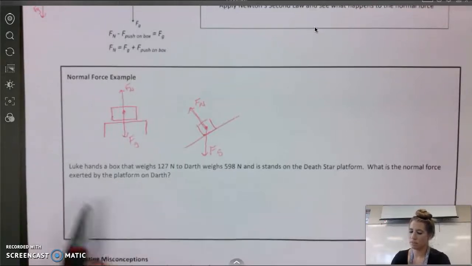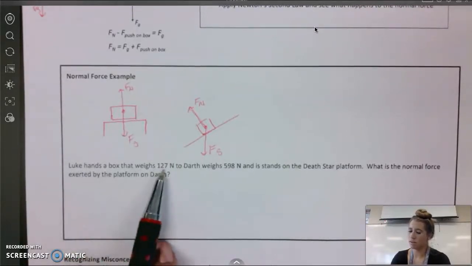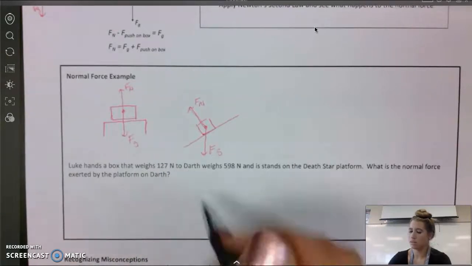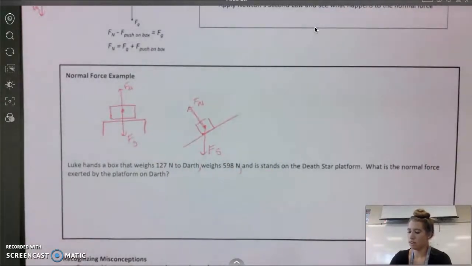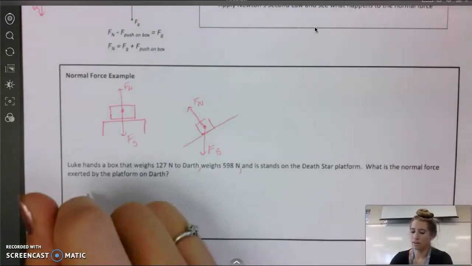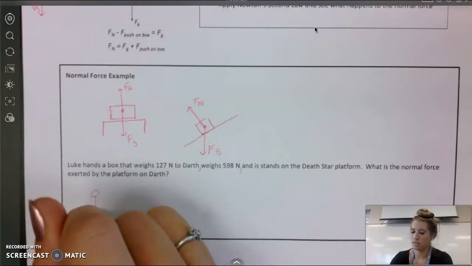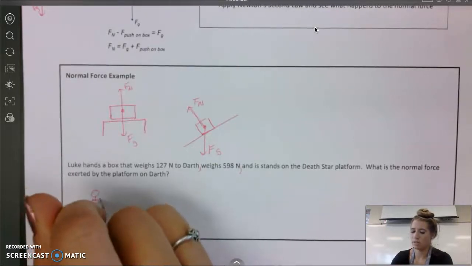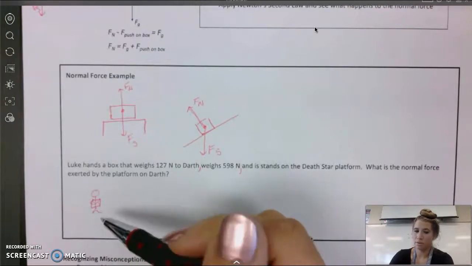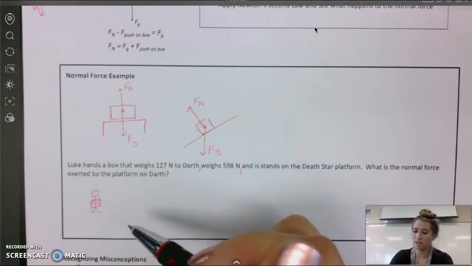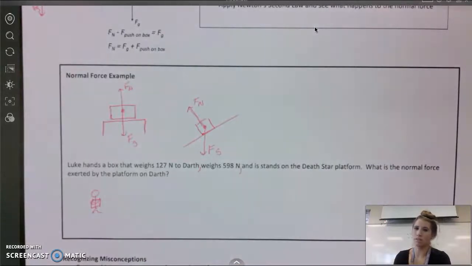All right, so let's do this example together. Luke hands a box that weighs 127 newtons to Darth. Darth weighs 598 newtons and is standing on the Death Star platform. What is the normal force exerted by the platform on Darth? Okay, so we have Darth Vader holding this box. Okay? So we have the force due to gravity, which is the weight of both him and the box. Okay, we're going to say that's our system. Him holding the box is the system.